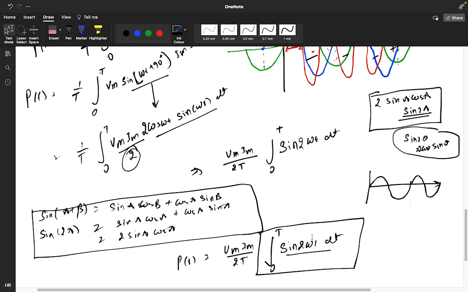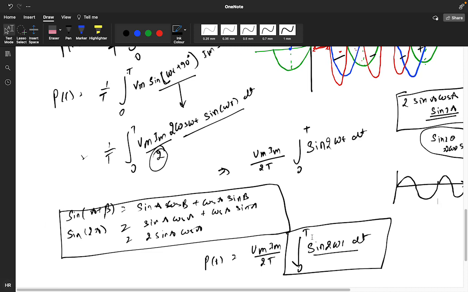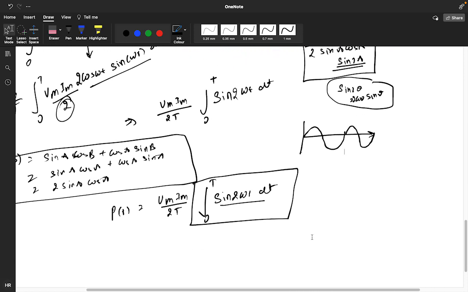Frequency double means time period reduced. F is equal to 1 by T. So if frequency is getting increased, your time period will decrease. So earlier it was covering this particular curve in this time period, from here to here.